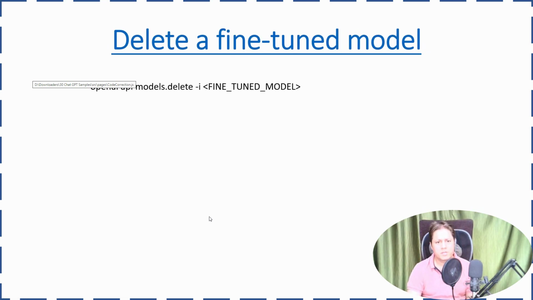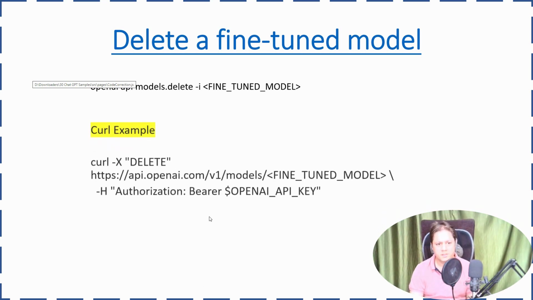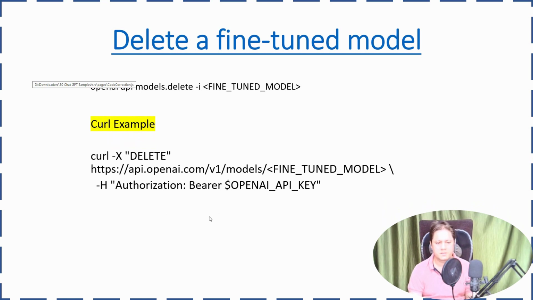You can also delete the fine-tune model. Now the difference between cancel and delete is: cancel can be done while the job is in the queue or in progress, and delete can be done after, let's say, 1 month, 2 months, 5 months, whatever. You feel that okay, this information is wrong, or I want to provide updated stuff. At that time you can do the delete.